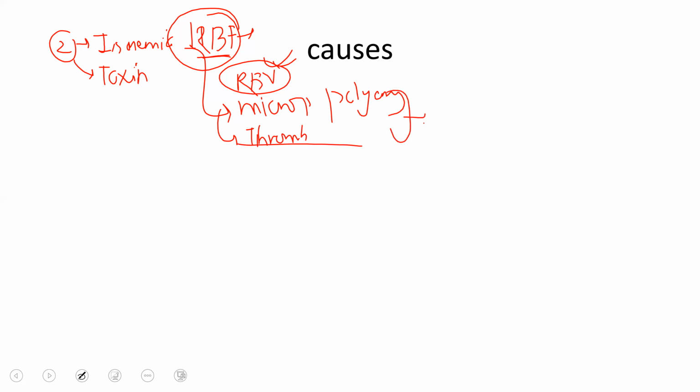In both conditions, there will be a decrease in the renal blood flow. Or it can be that the renal blood vessel is absolutely normal, but there has been systemic damage to the blood vessels, a systemic pathology which involves the blood vessels, and it can be due to diseases like thrombotic thrombocytopenic purpura, hemolytic uremic syndrome, and other diseases as well.